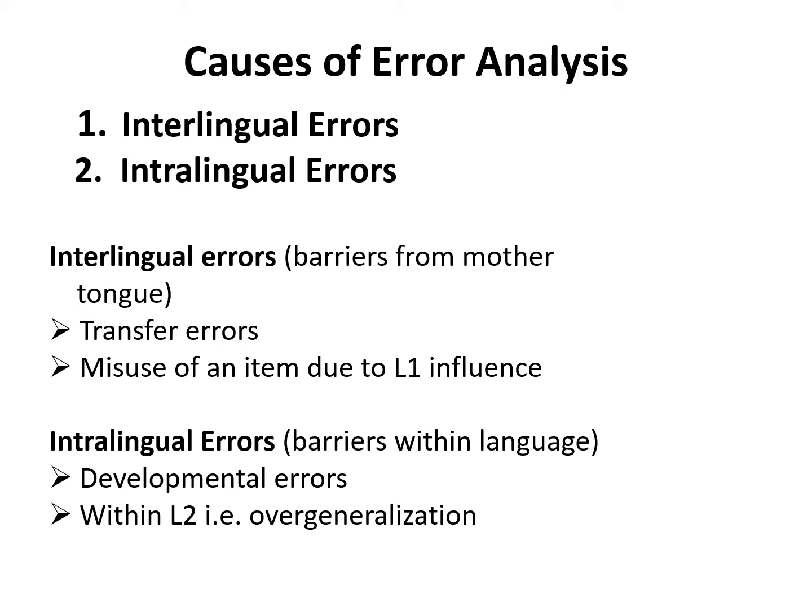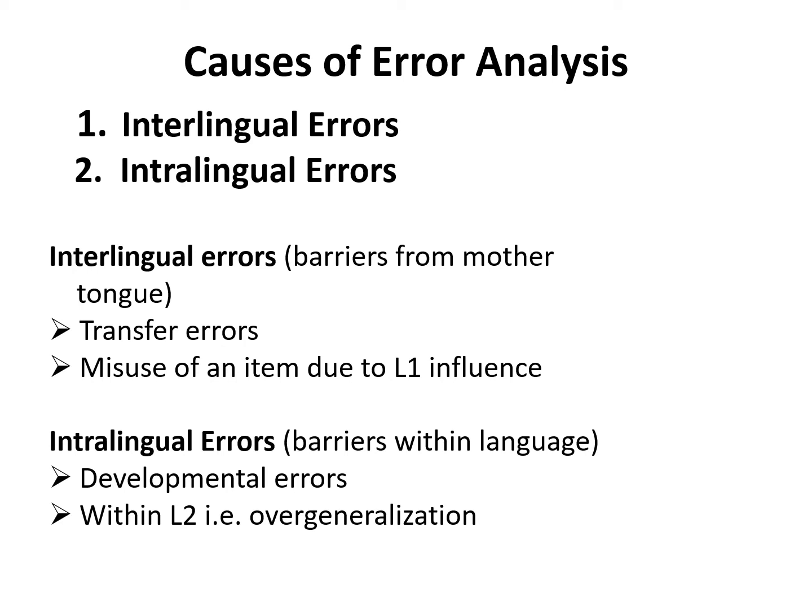It's interference of the mother tongue, or transfer errors when moving from one language to another. This is the problem faced by learners: misuse of an item due to L1 influence, like interference of the mother tongue or variance from the mother tongue. So interlingual errors means problems or errors caused by L1 while learning the target language.